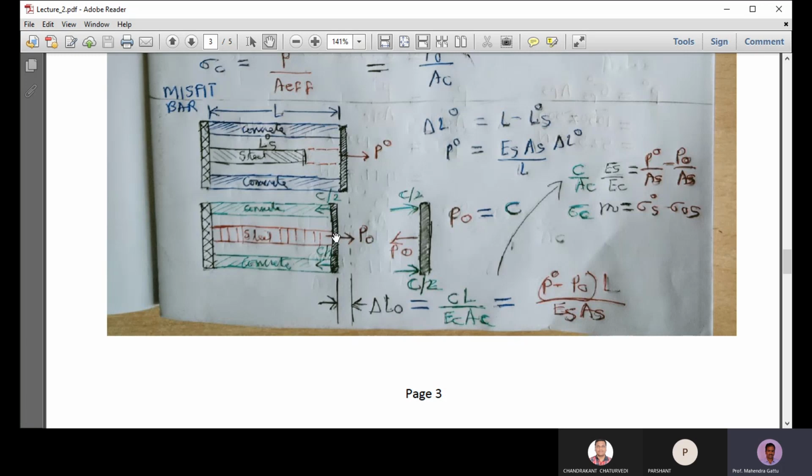So this is a compatibility condition, or you can think of it like two springs which are in parallel. One spring will go into compression, another spring will remain in tension, but the tensile load will reduce.